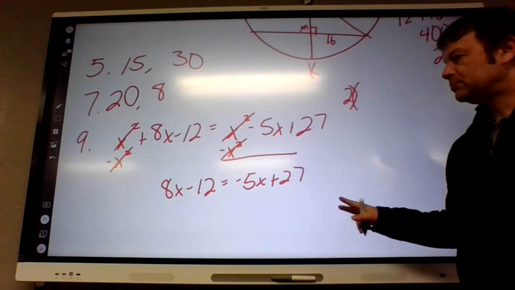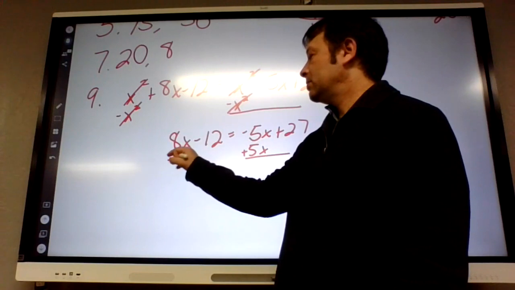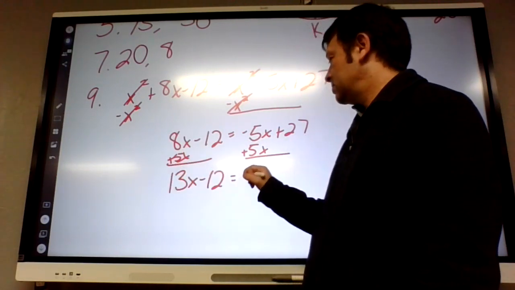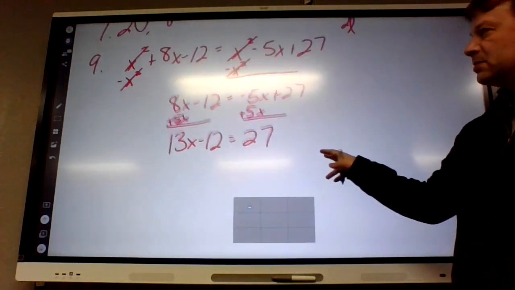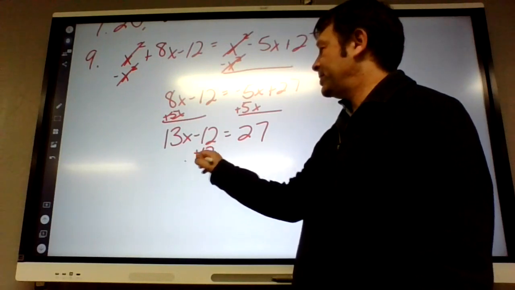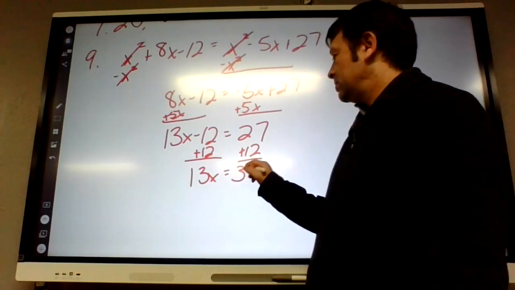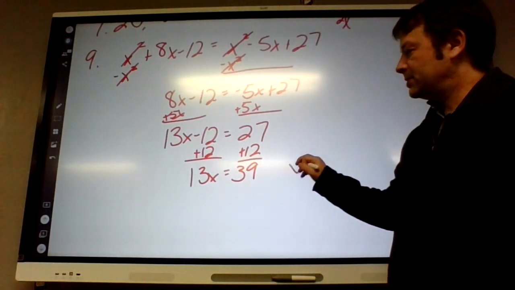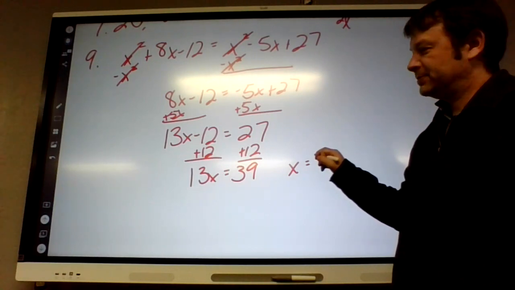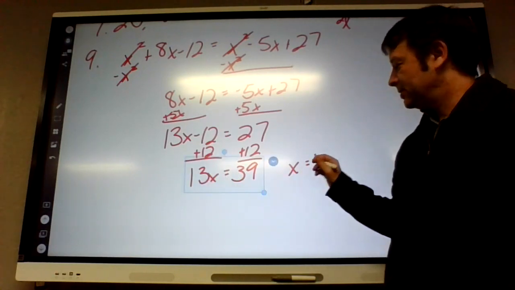Add 5x to those. Get my x's on the same side. Then add 12 to both sides. You want to get x by itself. 39 divided by 13. Good question. 3 times 13 is 39. Yeah. So x is 3.